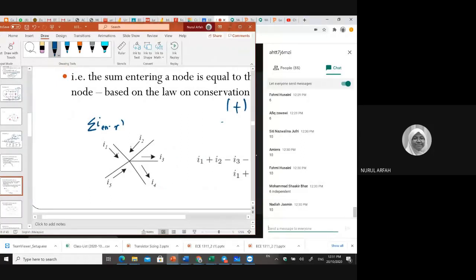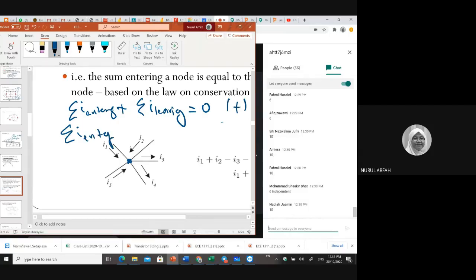So Kirchhoff's current law says that the summation of all current at one node should be equal to 0. The summation of all current entering or leaving the node here will be equal to 0. Or we can put it this way: the summation of current entering should be equal to the summation of current leaving. Why is this positive?